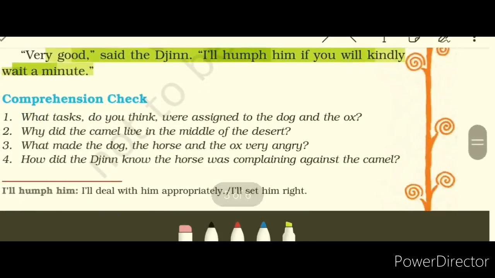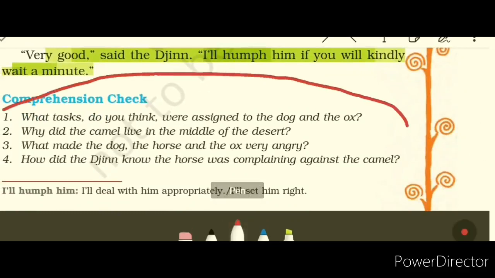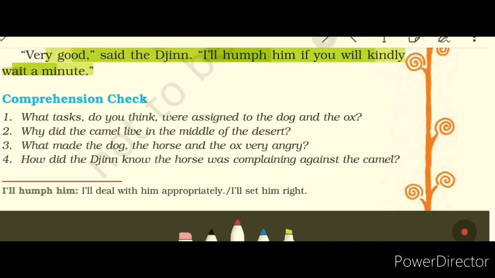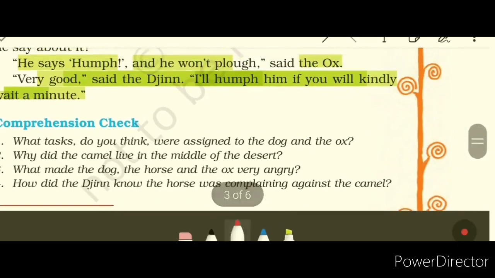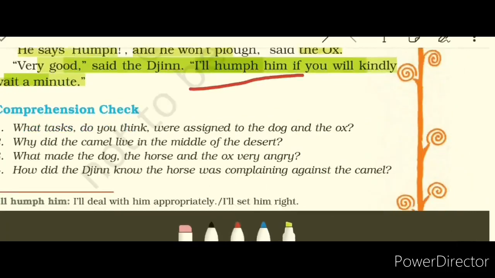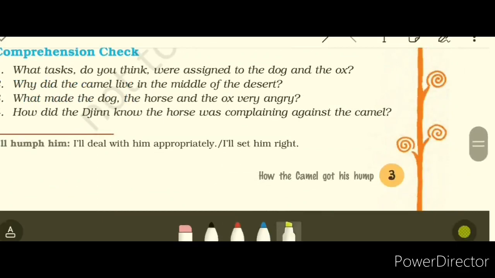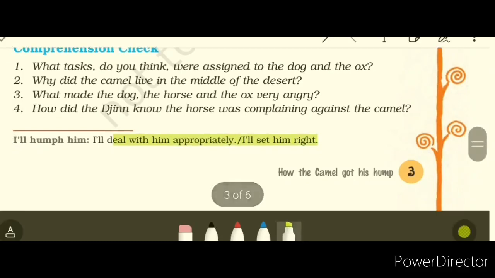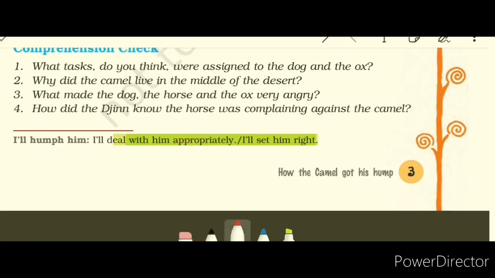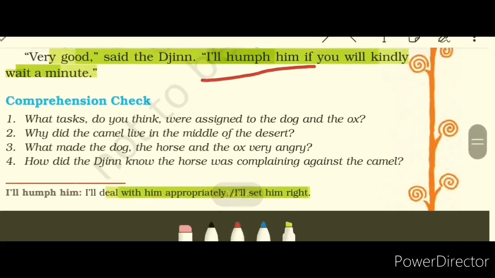So it is a comprehension check, back on the understanding of the section that we have just read. These are the questions. You have to answer them on your own, but let's just discuss them. Here is a phrase, I'll humph him. They have given a footnote explaining it: I'll deal with him appropriately, or I'll set him all right. Because he kept saying humph, humph, the jinn said he would deal with him by taking the appropriate action that is necessary.